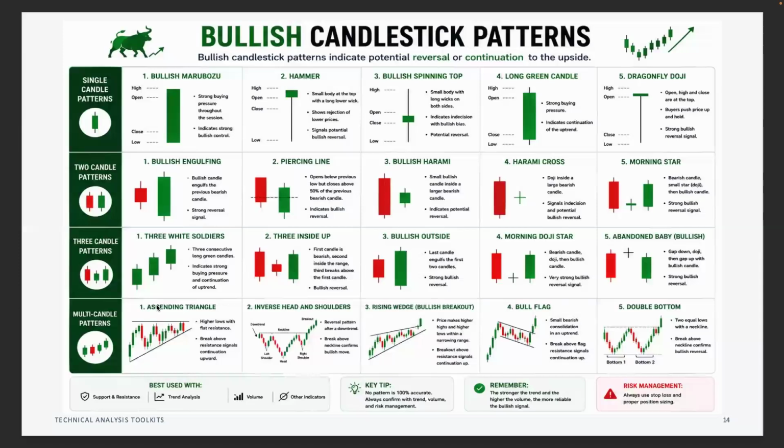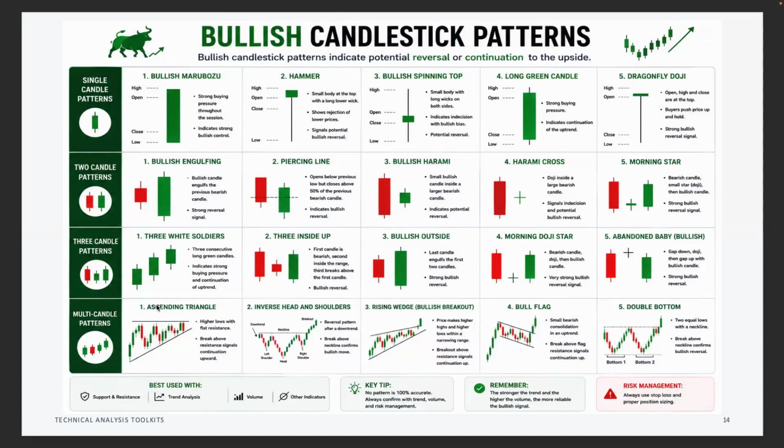I just generated this to give us an idea of the key ones that we might want to get familiar with. When you're looking at the candles as single candles, the first one here is the bullish Marubozu. The second one is the Hammer. The third one is the bullish spinning top. We have the long green candle, and we have the dragonfly.